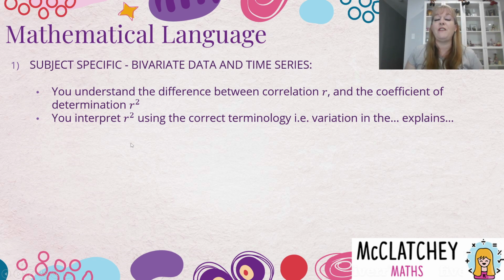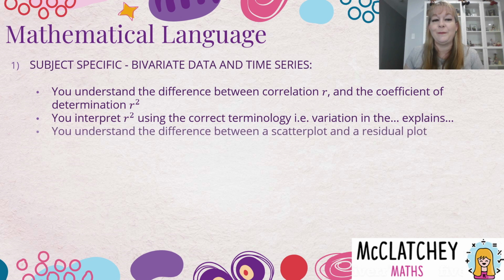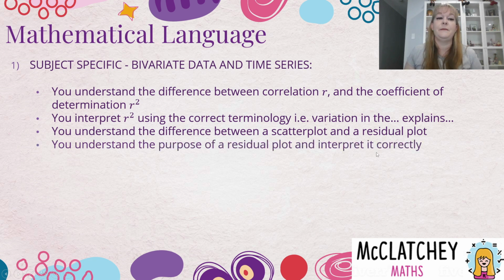So you're talking about the variation in the variable on the y-axis, which explains the variation in the variable on the x-axis, using the actual context as well. You understand the difference between a scatter plot and a residual plot. I often see students refer to the residual plot as a scatter plot. It is not. It is a residual plot, and you know what its purpose is. You understand that purpose of the residual plot and you interpret it correctly. So you're not talking about a residual plot as having correlation, but you're talking about it confirming the linearity of your model.